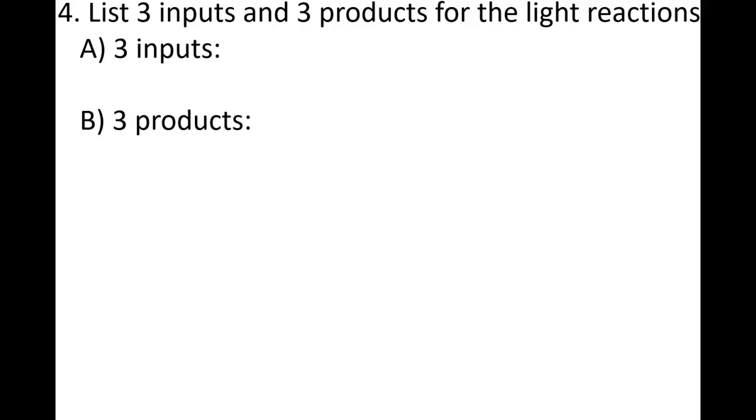Number 4, can you list the 3 inputs and the 3 products for the light reactions? Question number 5, can you list the 3 inputs and 3 products of the Calvin cycle? Hint: the Calvin cycle comes after the light reaction, so maybe your products might be your 3 inputs for the Calvin cycle, or some of those might be related.